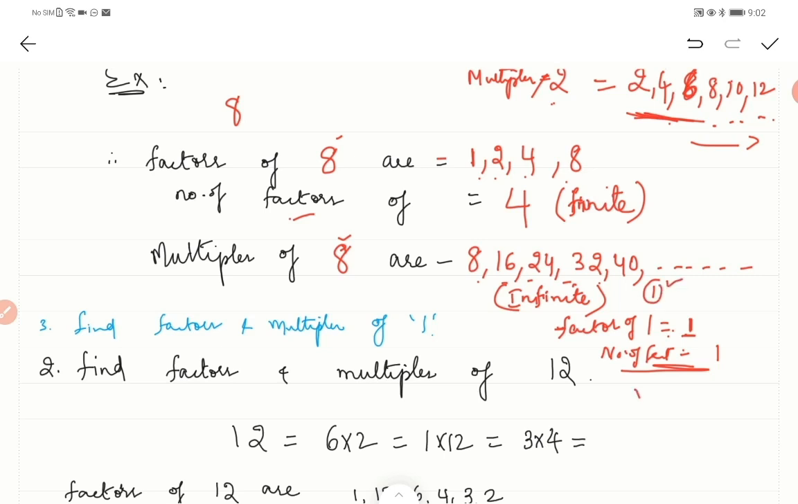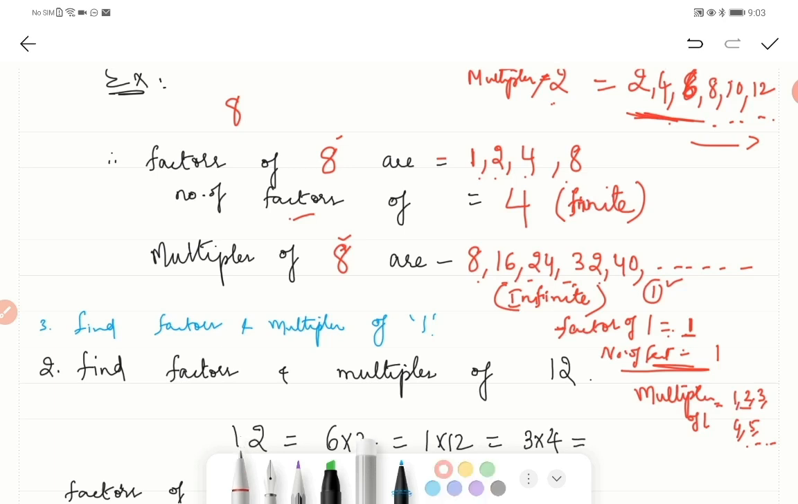What about your multiples of 1? Multiples of 1 are what? 1 ones is 1, 1 twos is 2, 1 threes is 3, 1 fours is 4, 1 fives is 5, and so on. You have infinite multiples of 1. Okay, all right, I hope it is clear what your multiples and factors are, and the rules or properties of multiples and factors.